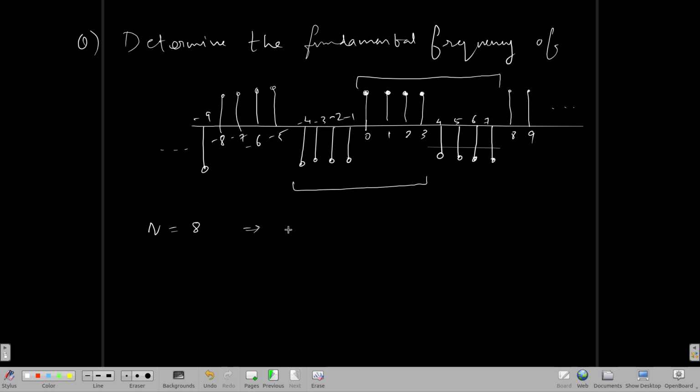From that, what is the frequency? Fundamental frequency. Whenever we are talking about discrete signals, fundamental frequency is the fundamental angular frequency itself, right? So this is equal to 2 pi by N, which is equal to 2 pi by 8, that is pi by 4. It is a simple question.